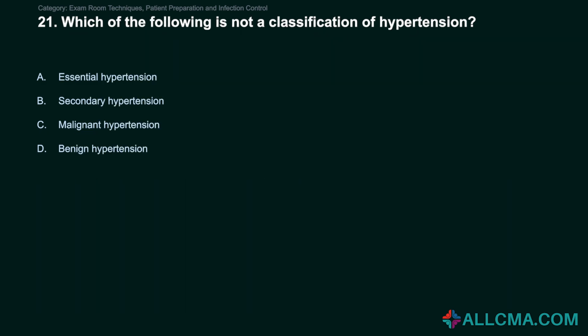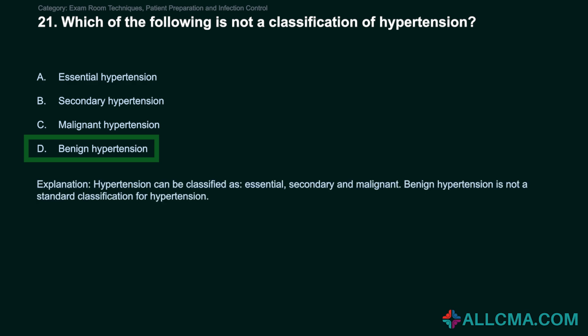21. Which of the following is not a classification of hypertension? A. Essential hypertension. B. Secondary hypertension. C. Malignant hypertension. D. Benign hypertension. Correct answer: D. Benign hypertension.